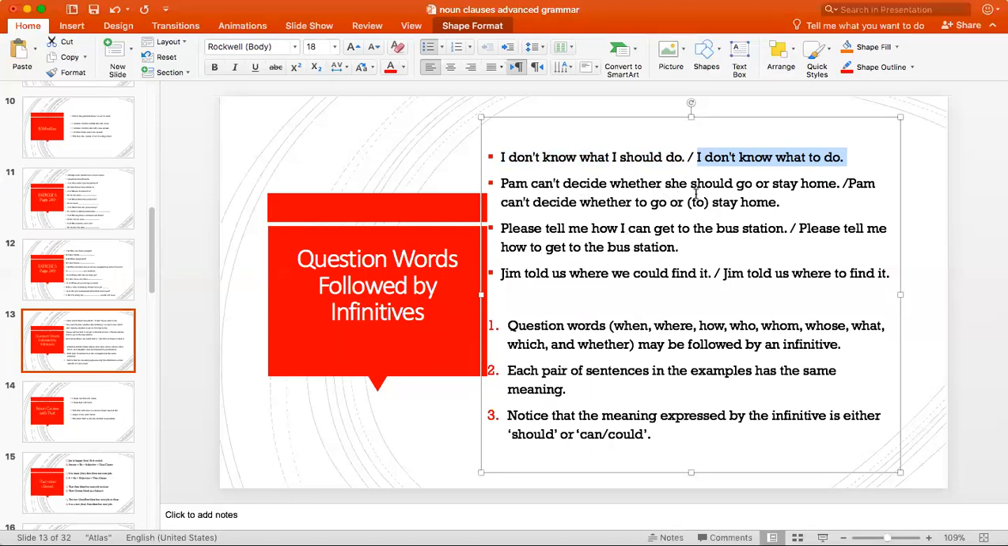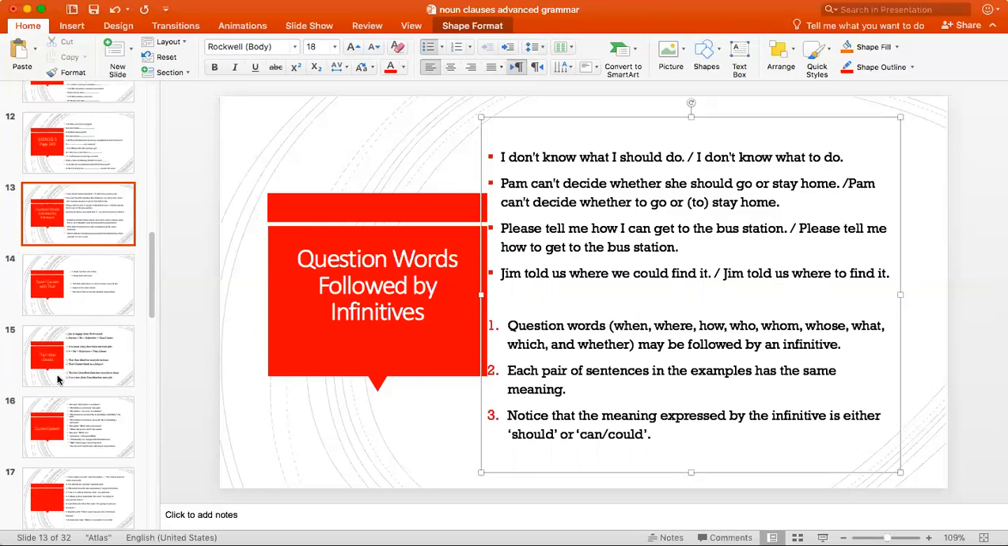Pam can't decide whether she should go or stay home. So whether she should go. Notice again, not whether should she go, because this is not a question. This is a noun clause. In a noun clause, the subject always comes before the verb. Pam can't decide whether to go. This is a simple sentence. Please tell me how I can get to the bus station. So how I can get. Notice it's not how can I get. Please tell me how to get to the bus station. You can look at the rest of this interesting thing.